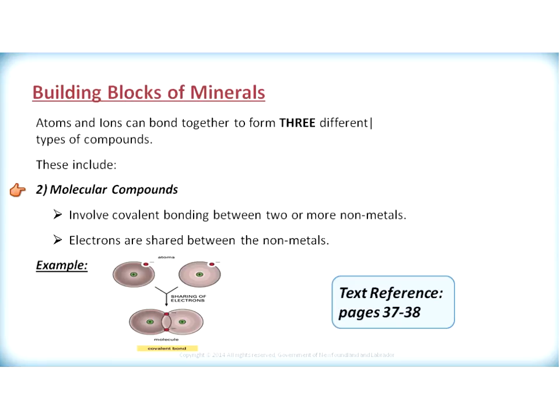The second type of compound is called a molecular compound. Molecular compounds involve covalent bonding between two or more nonmetals. When two or more nonmetals come together, the electrons are shared between the nonmetals.